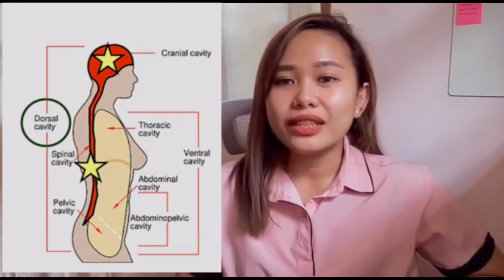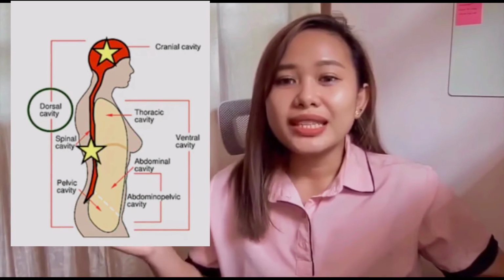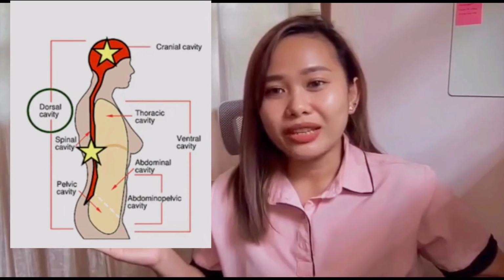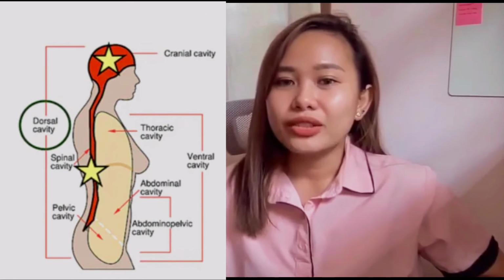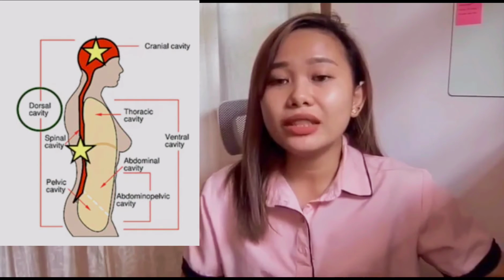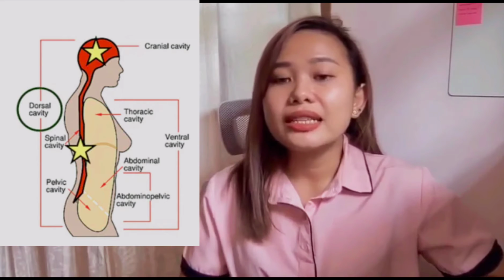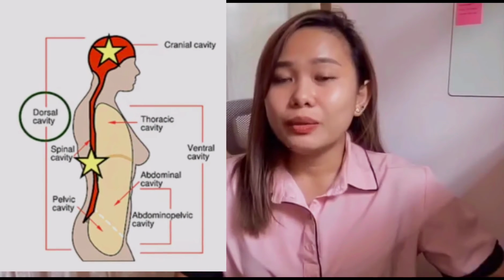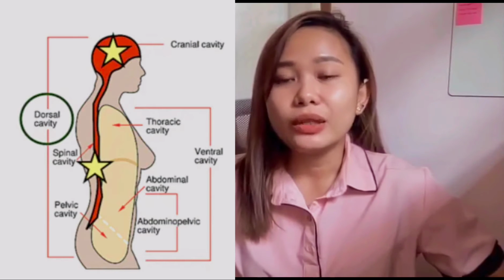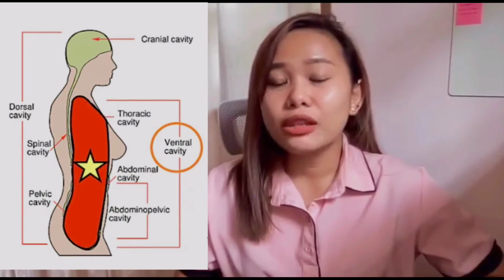The dorsal cavity is highlighted in red and labeled with a star below. You can see that the dorsal cavity is situated behind, or posterior to, the ventral cavity. In the dorsal cavity, we can see the cranial cavity, where the skull houses the brain, and it has cerebrospinal fluid in it. In the dorsal cavity, we can also find the spinal cavity, where the vertebral column houses the spinal cord.